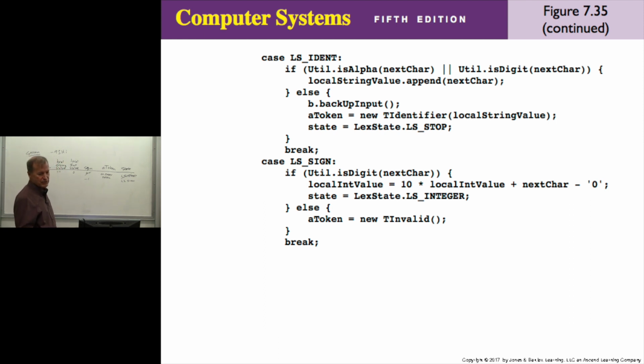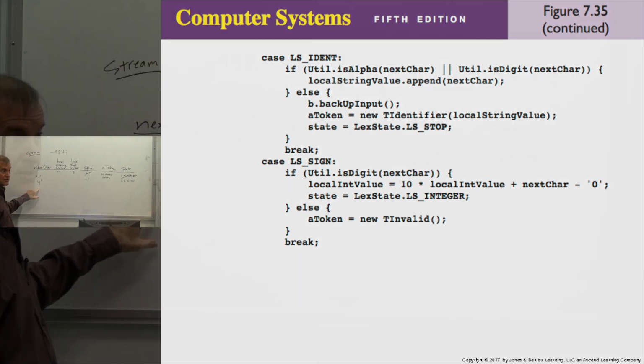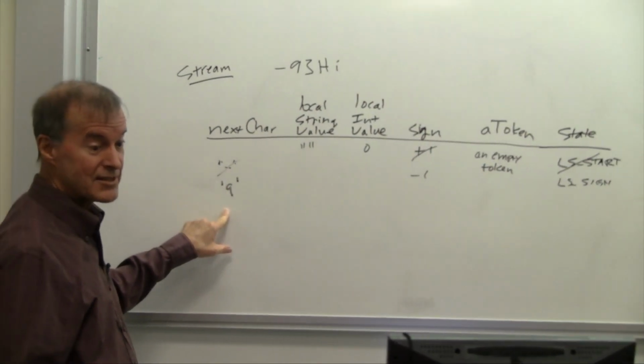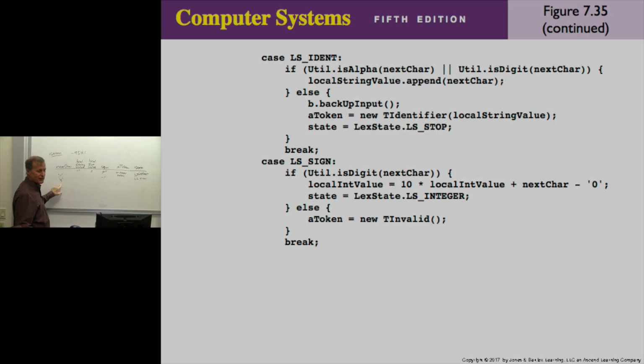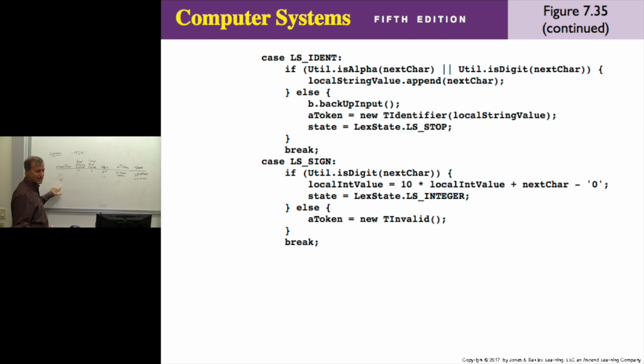So what is it? If util.isDigit, next char. Next char is 9. Is digit? Come on, yes or no? Yes. If util.isDigit, next char. So that's true, right? So what happens? Local int value gets what? 10 times local int value. What's 10 times 0? 0.